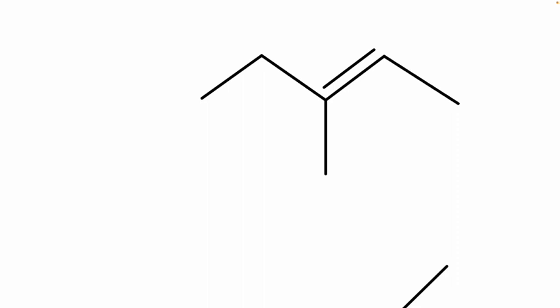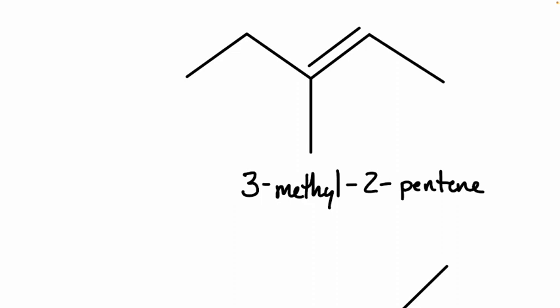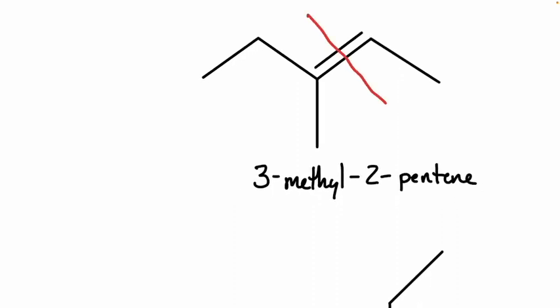All right, again, first thing I'm going to do is just name it without worrying about stereochemistry. This would be 3-methyl-2-pentene. I'm going to chop at my double bond. I'm comparing an ethyl group to a methyl group. Which one's higher priority? That ethyl group, so this one's high and this one's low.